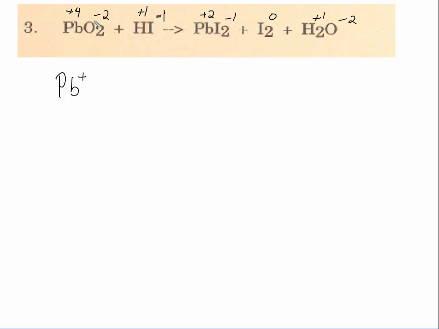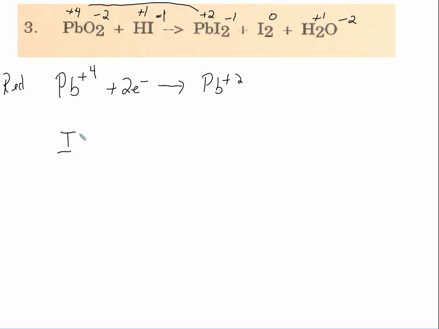Okay, so let's look for changes. Hey, I see lead. It's +4 over here. Its oxidation number is going from +4 to +2. So I'm always going to add electrons to the more positive side, so I'm going to leave a space there. Make sure the leads are balanced, so I'm going to have to add 2 electrons, because +4 to get it to +2. Now, this would be the reduction half reaction because the oxidation number is going down.